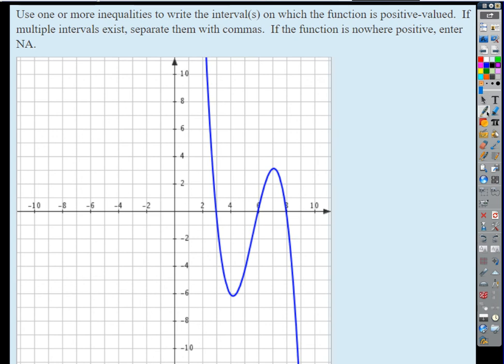Okay, so this time I don't want to know where it's positive valued. And by the way, in the last one, where it's negative valued would have been almost the same question, right? It just would have been where it's below the x-axis, okay? This time, though, I want to know where it is increasing.